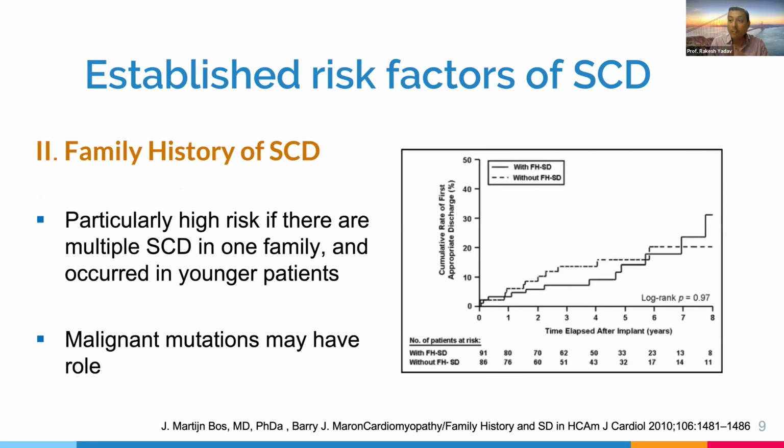Now, a family history of sudden cardiac death, with or without family history, and there is ample data here, is particularly high risk if there are multiple SCDs in your family. So if one or two of your young children died because of sudden cardiac death and you have hypertrophic cardiomyopathy, you have a very high chance of sudden cardiac death in future. And a malignant mutation may have a role in family history.